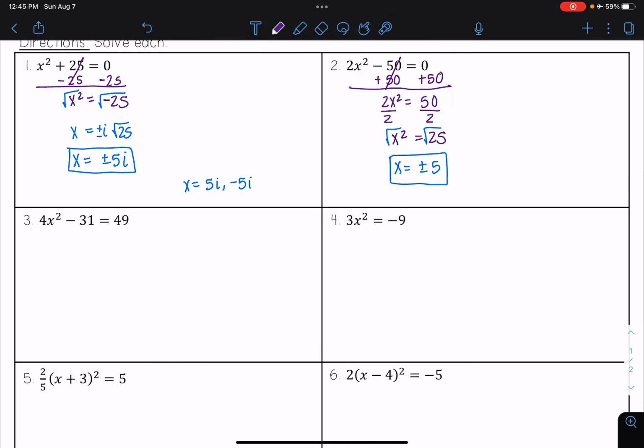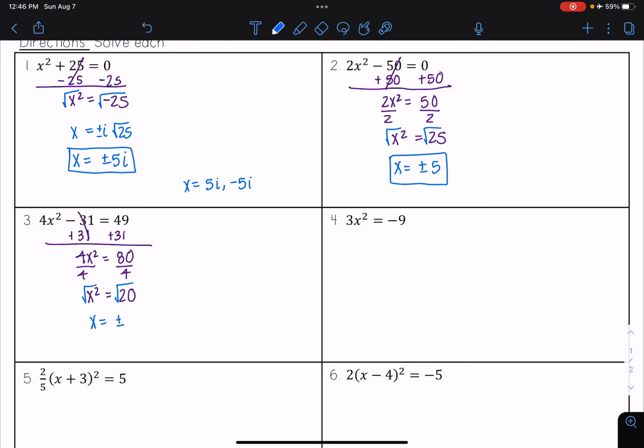Looking at number 3, I have 4x squared minus 31 is equal to 49. The first step is I need to add 31 to both sides because I want to get x squared by itself. And so I have 4x squared is equal to 80. Next, I need to divide both sides by 4. And so I get that x squared is equal to 20. And then I need to take the square root of both sides. And so I have x is equal to plus or minus the square root of 20.